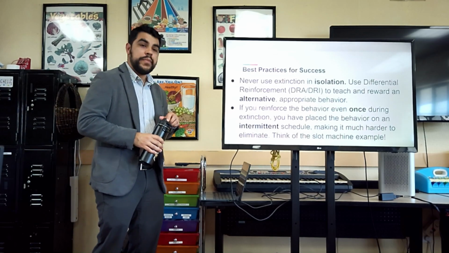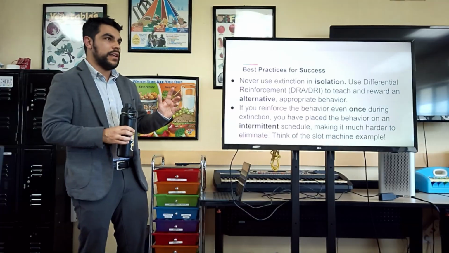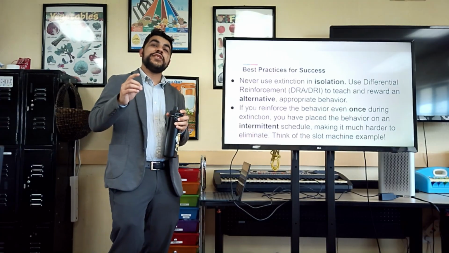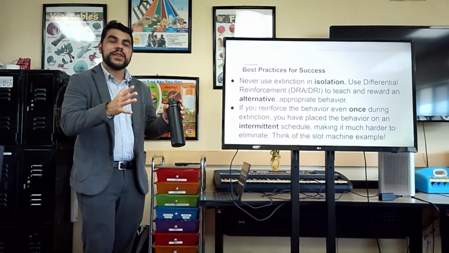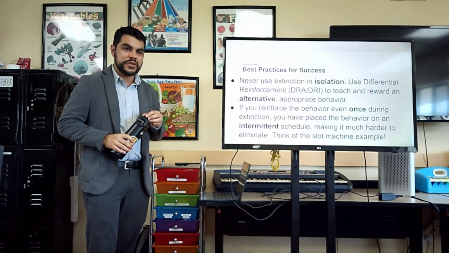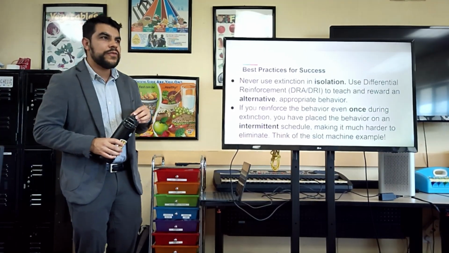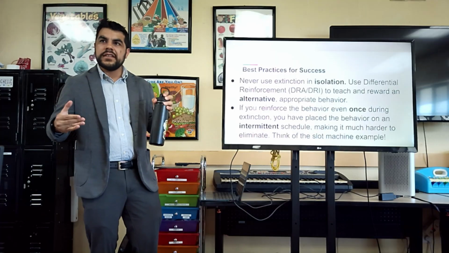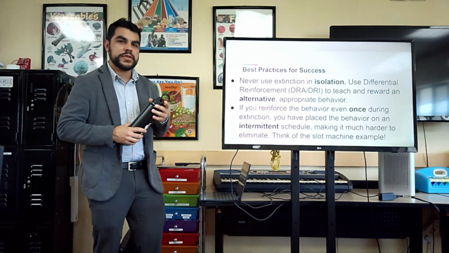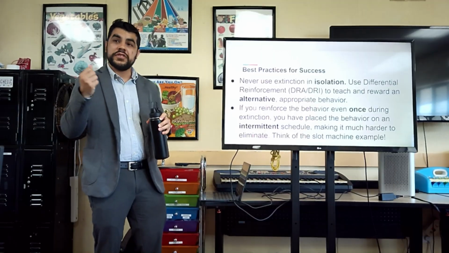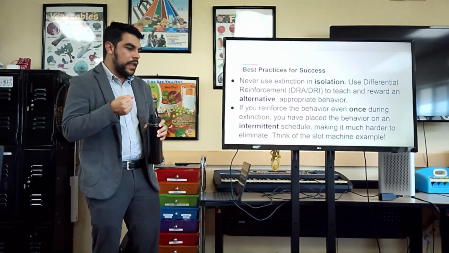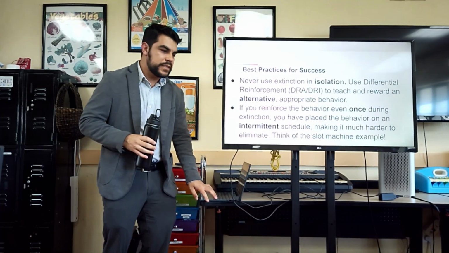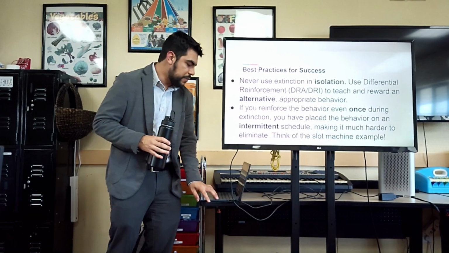And the biggest challenge when it comes to implementing extinction is if it even gets reinforced once, bam, you're in an intermittent schedule of reinforcement. And if you guys recall from a few weeks when we talked about it, it's almost as though it's the slot machine reinforcement schedule where an individual will just keep doing it. It's very resistant to change. And that also means that it becomes much more challenging to extinguish.